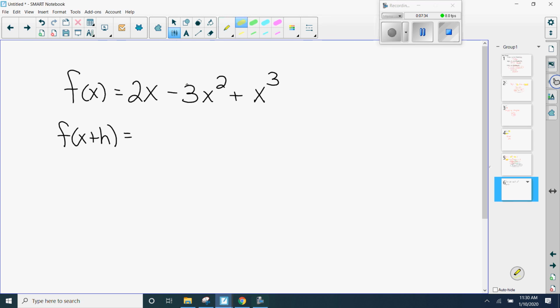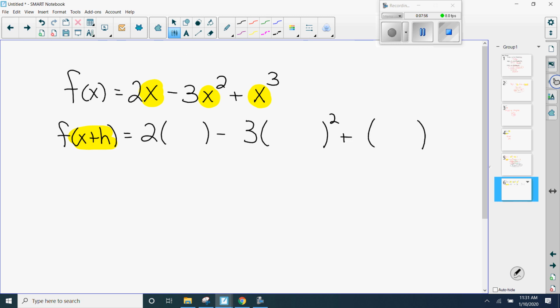Here's what we have. We come to f of x, and we're going to replace the x with what value is right here. When you do that, here's what it looks like. You have 2x minus 3x squared plus x cubed. All right, what is in place of the x? X plus h. So I'm going to replace those x's with x plus h.